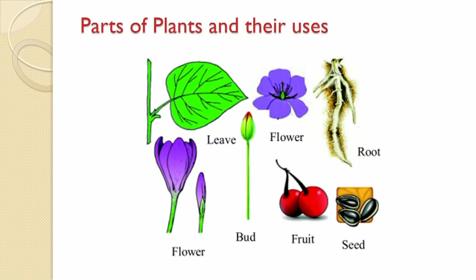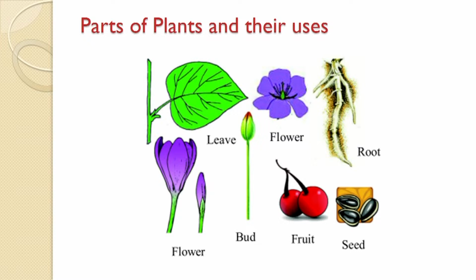Then next comes what are the parts of the plant as well as their uses. A plant has many parts, but among them the most important ones are mainly leaf, flower, bud, fruit, seed, root as well as flower. Coming to the root, through the root the plant extracts water as well as various types of minerals in their body, which ultimately helps their growth and development.